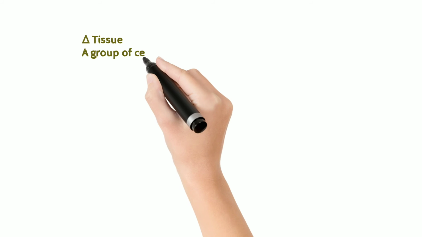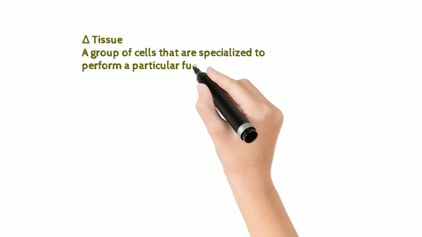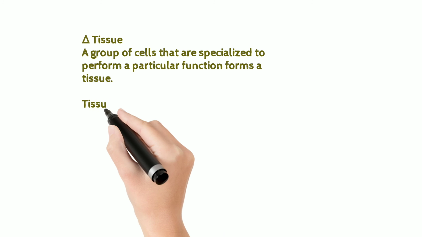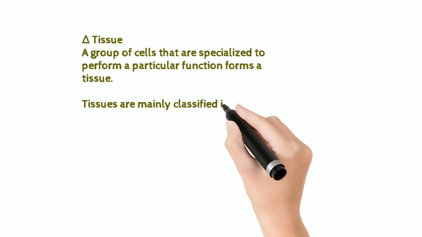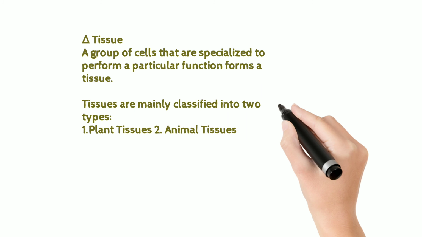Tissue. A group of cells that is specialized to perform a particular function forms a tissue. Tissues are mainly classified into two types: 1. Plant tissues. 2. Animal tissues.